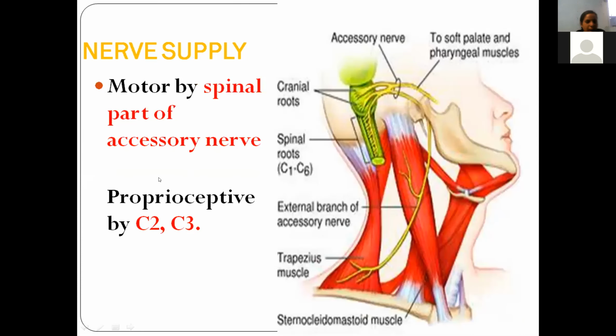So you need not worry. The nerve supply, see, I told you we see in the posterior triangle, the 11th cranial nerve is visible there. So that is the accessory nerve. This is also an essay question, I will discuss it after I finish this.